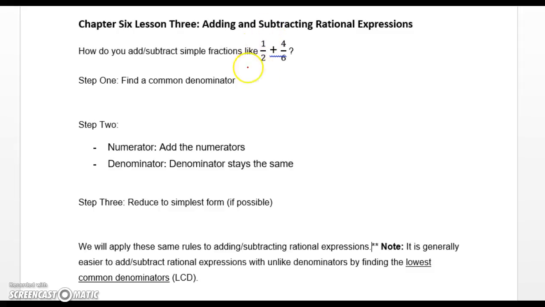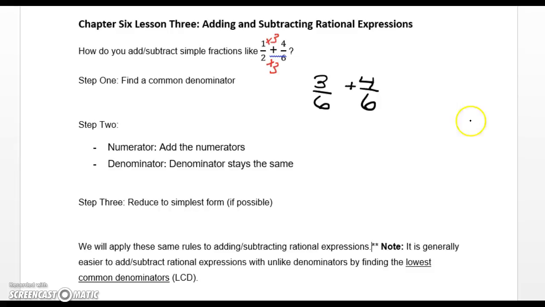So we want to change this 1/2 to have a denominator of 6. In order to do that, you have to multiply the bottom by 3. But you want to keep this fraction equivalent, so you have to do that to the top as well. So our fraction becomes 3/6. Our second fraction is already out of 6, so we don't have to change that. It stays as 4/6.